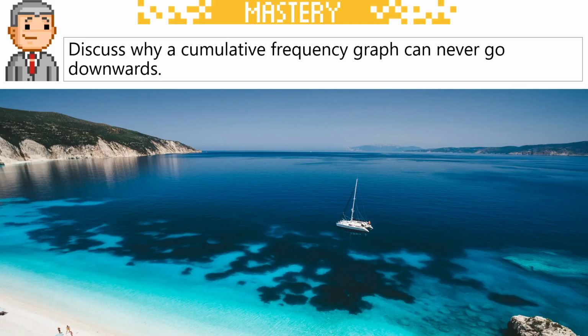Let's finish with this. Discuss why a cumulative frequency graph can never go downwards. If you know, write it in the comments below.